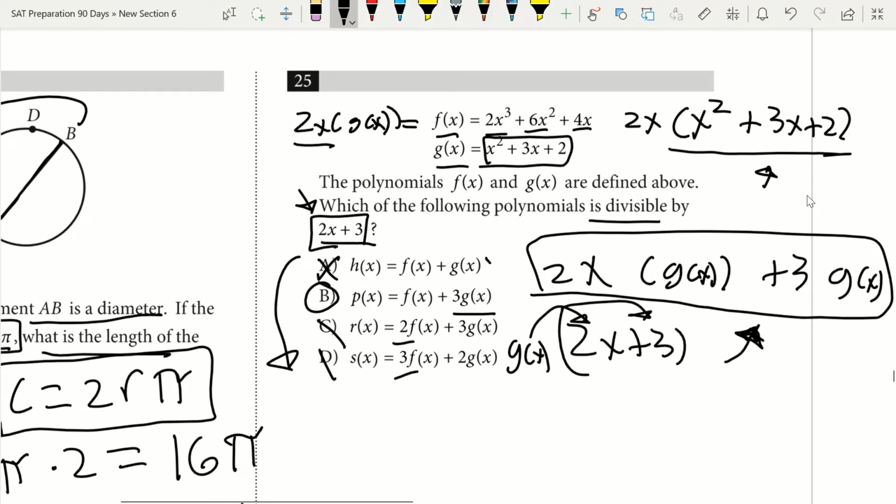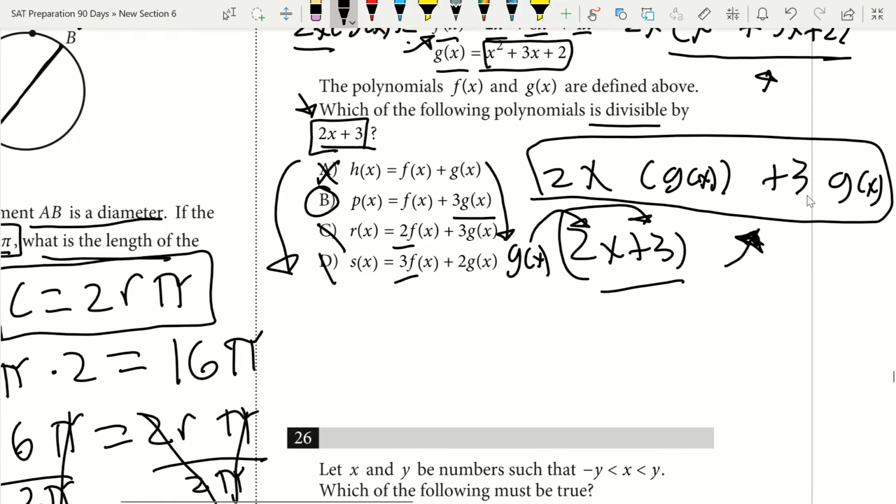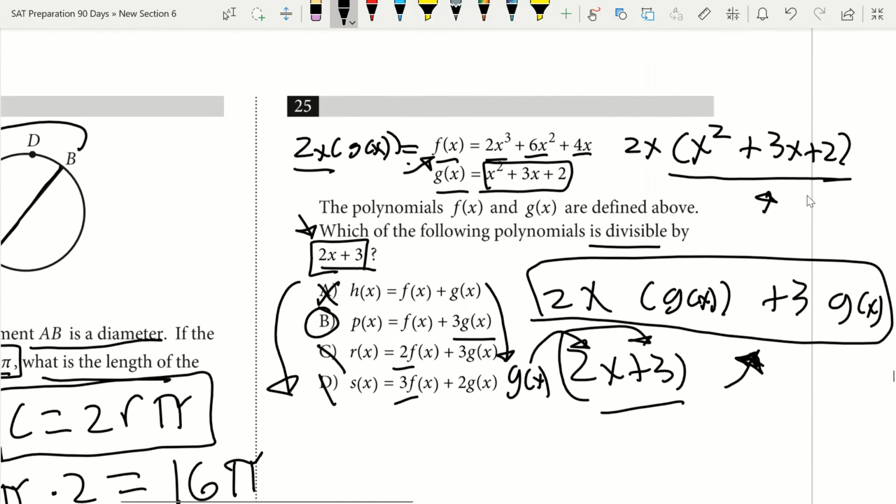If you were to have run through A through D and divided each one of those to find your right answer, that would have taken you a very long time. So understanding that relationship, when we can get that 2x times g of x equaling f of x up here, how important that is. And then once we have 2x, we're just looking to add 3. That way we can factor out that 2x plus 3. Okay, so that's really what that's all about. So the answer there is going to have to be B for 25.